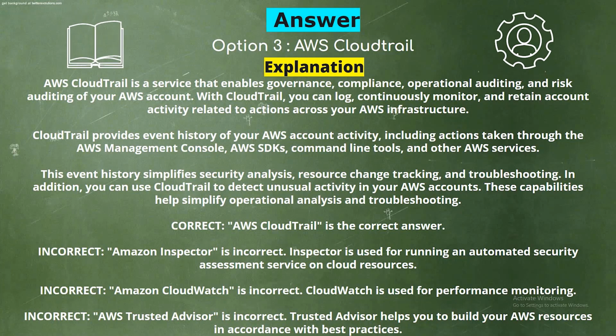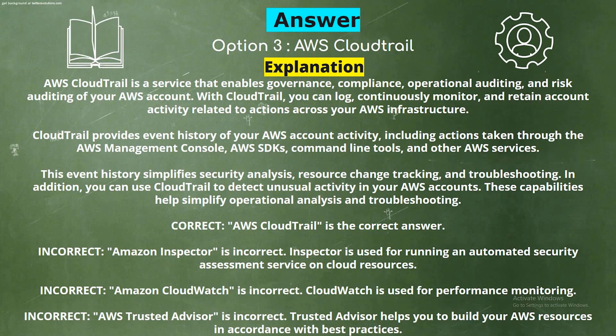Explanation. AWS CloudTrail is a service that enables governance, compliance, operational auditing, and risk auditing of your AWS account. With CloudTrail, you can log, continuously monitor, and retain account activity related to actions across your AWS infrastructure. CloudTrail provides event history of your AWS account activity, including actions taken through the AWS Management Console, AWS SDKs, command line tools, and other AWS services. This event history simplifies security analysis, resource change tracking, and troubleshooting. In addition, you can use CloudTrail to detect unusual activity in your AWS accounts. These capabilities help simplify operational analysis and troubleshooting.